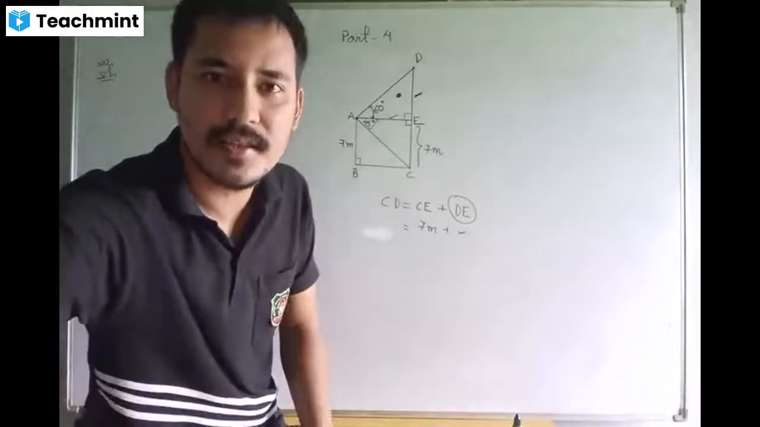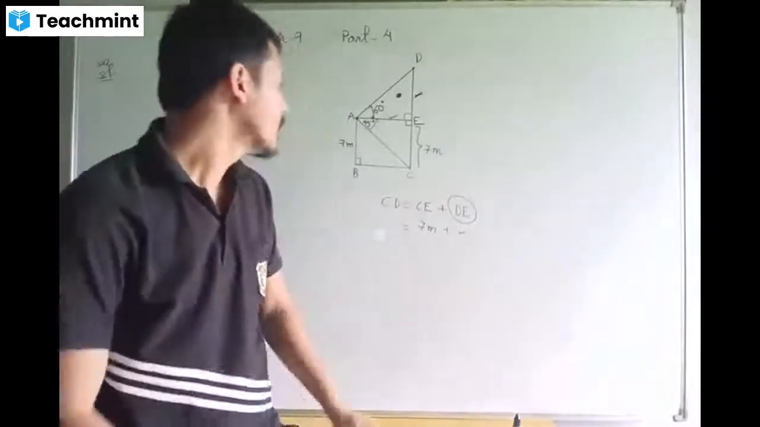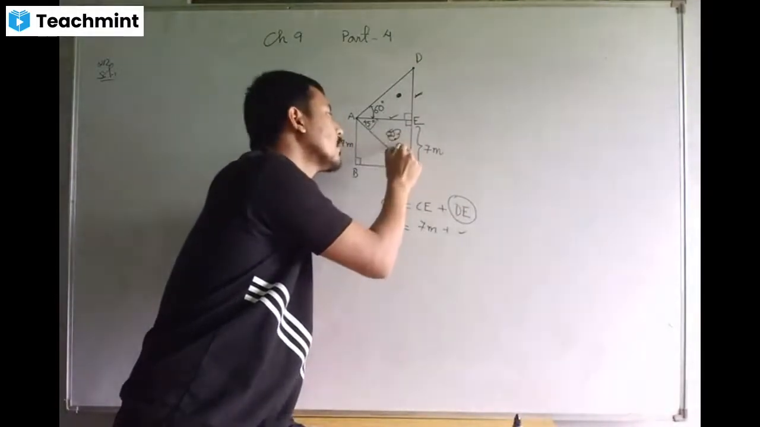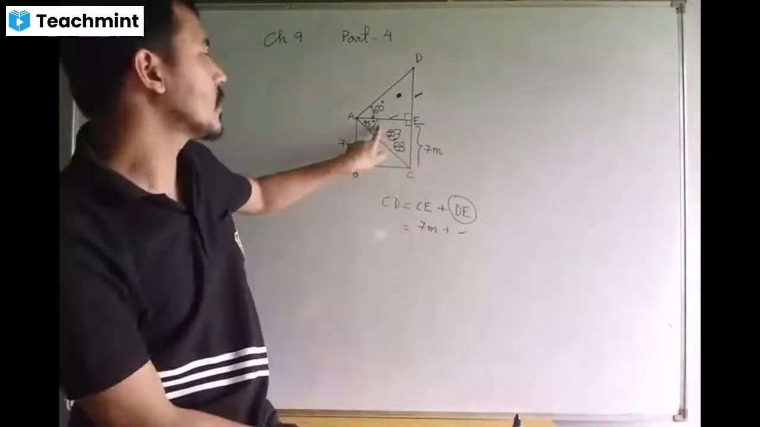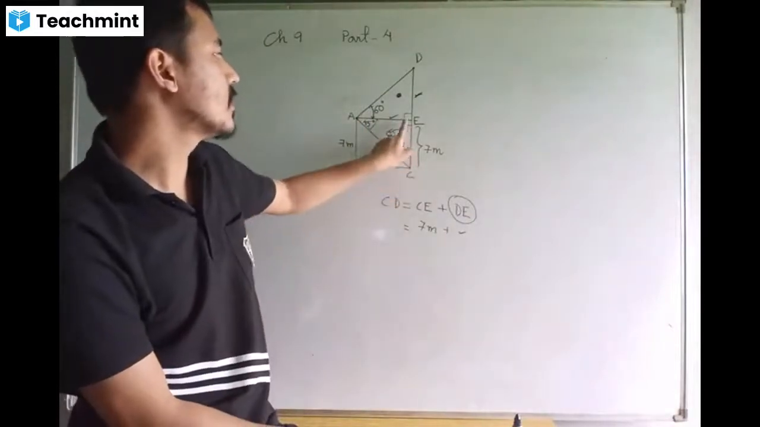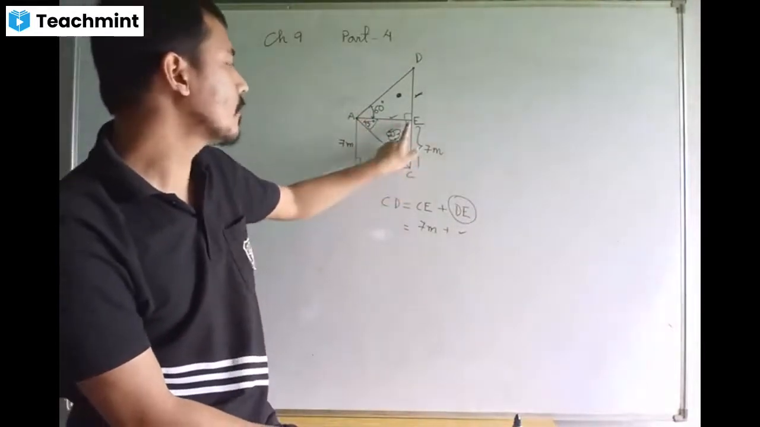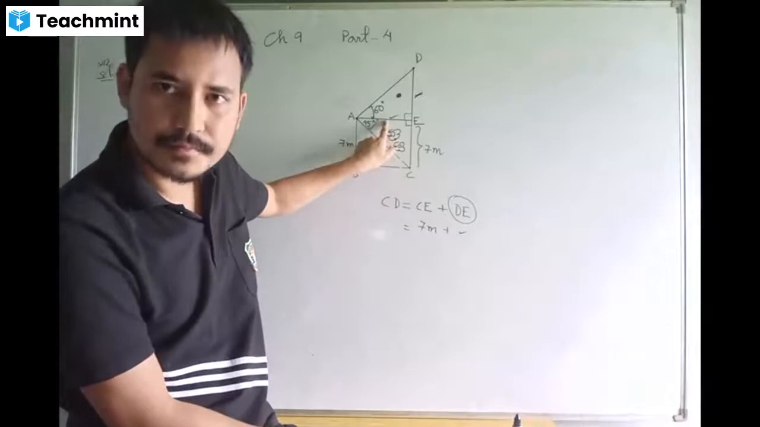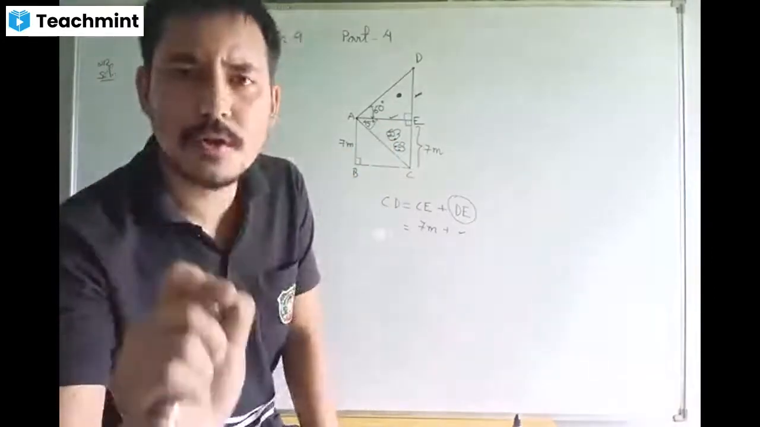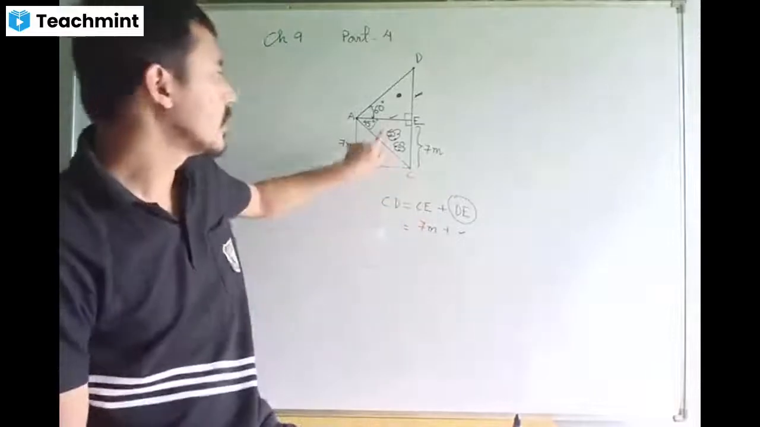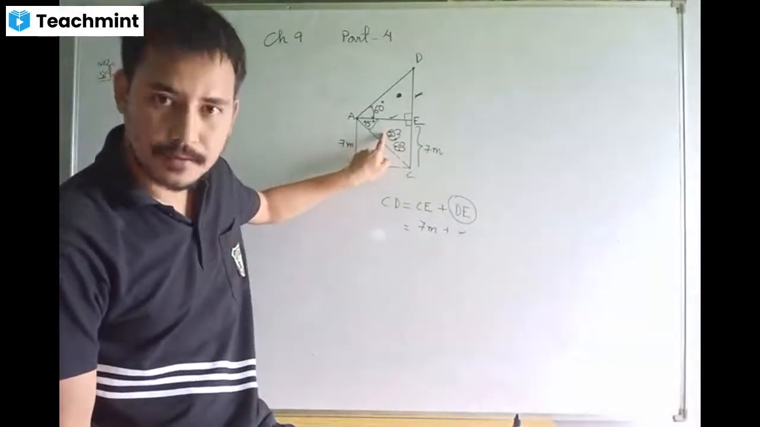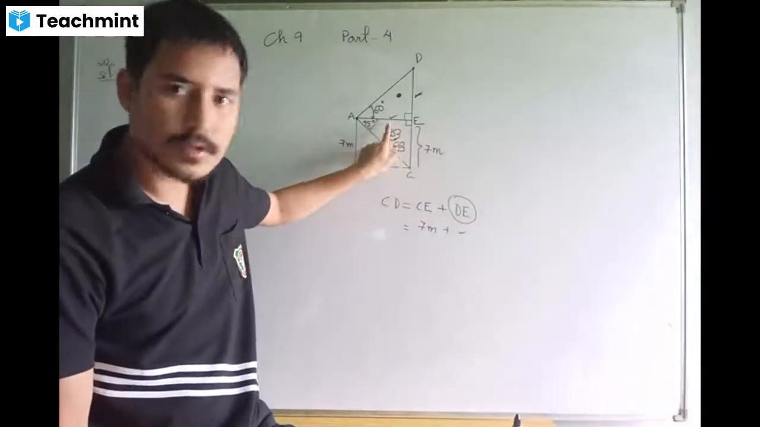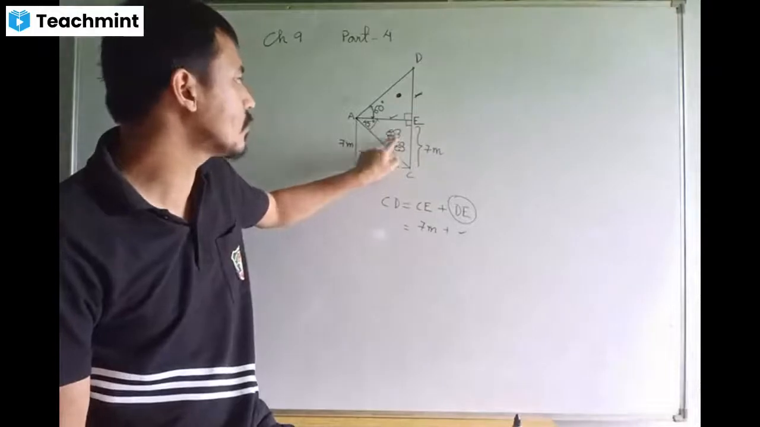ACE. Very good. So I'm going to first use this right triangle, ACE. I'm going to use this right triangle in order to find the length of AE. My question is, which trigonometric ratio are we going to use? In this right triangle ACE, I want to find AE.